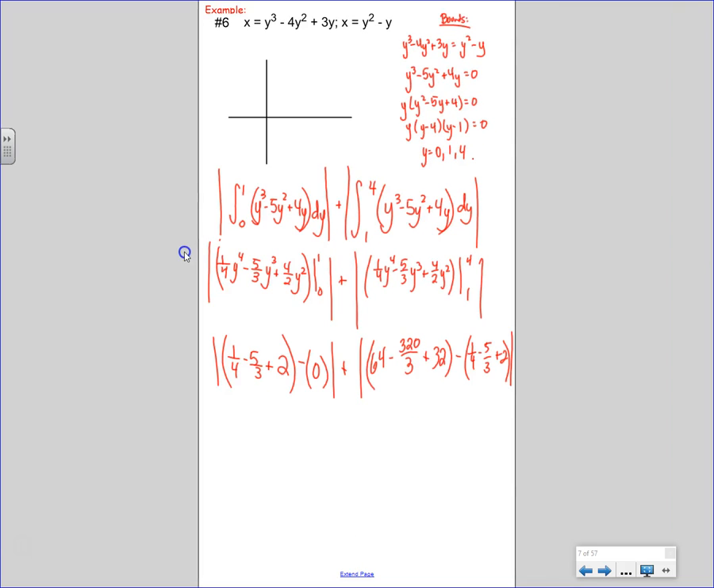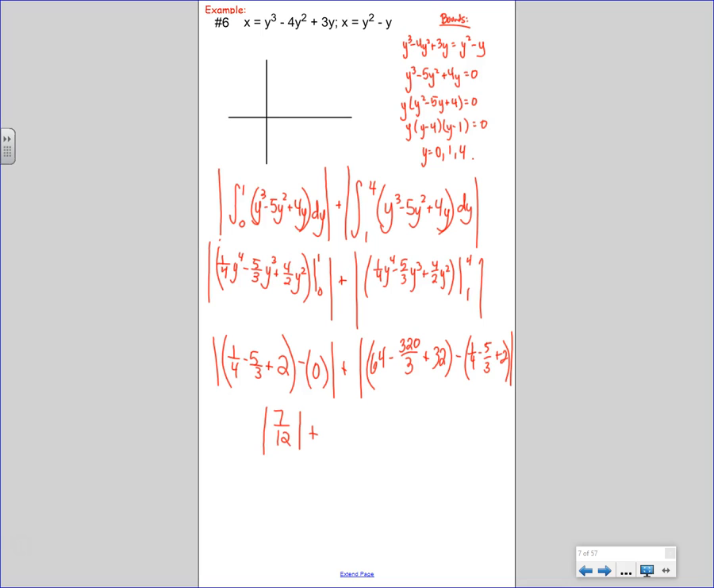Has anybody already simplified 1/4 minus 5/3 plus 2? Okay, I'm going to 12ths, right? I think I have to. So I have 3/12 minus 20/12, which is negative 17/12, plus 24/12, which would be 7/12. Double check that math. You good?